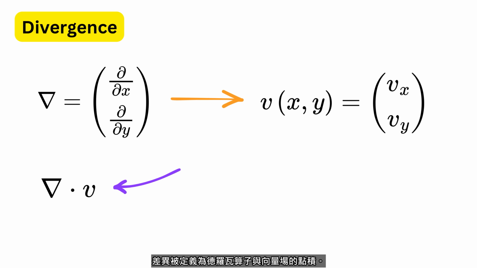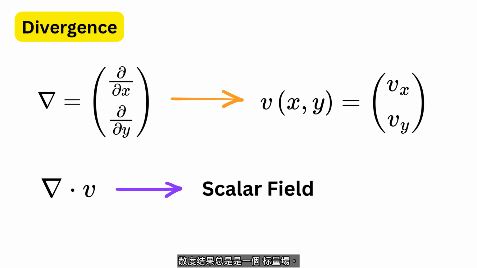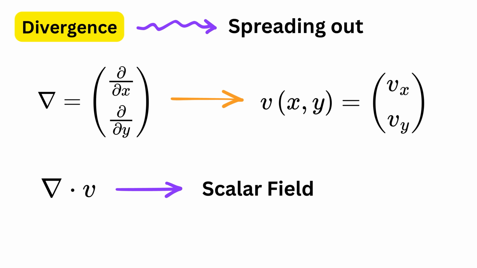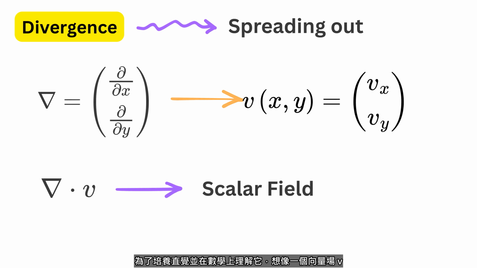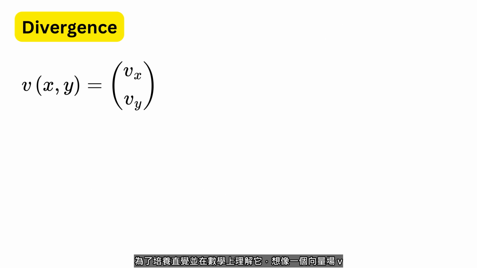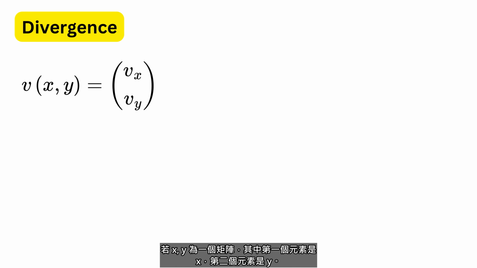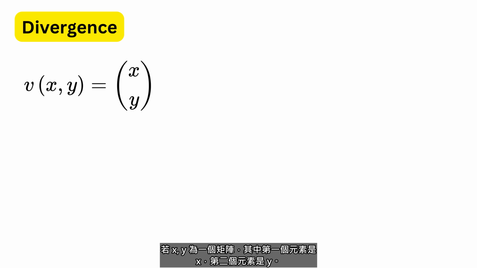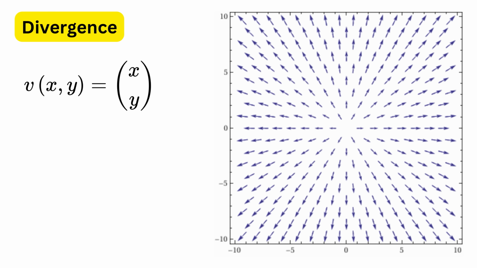Divergence is defined as the dot product of the del operator with a vector field. The result of divergence is always a scalar field. The word divergence literally means spreading out. To build intuition and understand it mathematically, imagine a vector field V(x, y) equals a matrix where the first entry is x and the second entry is y. On a graph, it will look like this.